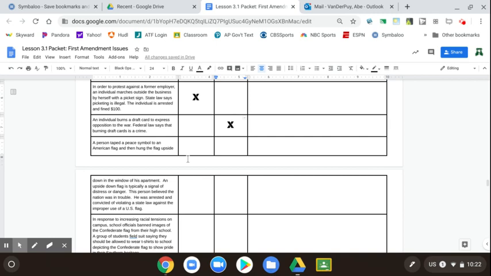The next one, a person taped a peace symbol to an American flag and then hung the flag upside down in the window of his apartment. An upside down flag is typically a signal of distress or danger. This person believed the nation was in trouble. He was arrested, convicted of violating a state law against the improper use of a U.S. flag. So the question now becomes, does this symbol of the U.S. flag have a higher status than any other symbol in the United States government? And the answer for this is yes, this is constitutionally protected.